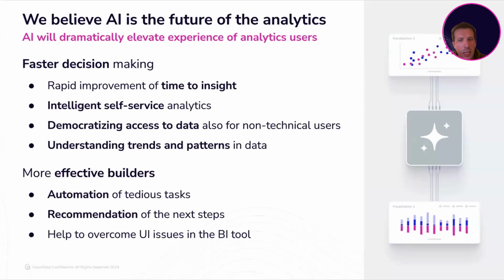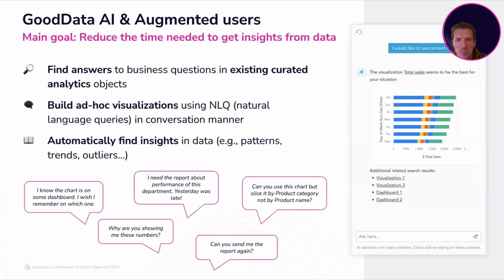But what does it mean concretely? To not speak about the slides, let's go to the meat and to the specifics of what we are currently building and what you can expect in the near future. Currently, what is in construction and where we are reaching the private beta stage very soon is an AI assistant, which is capable of finding an answer to business questions within your analytical objects or within your data.